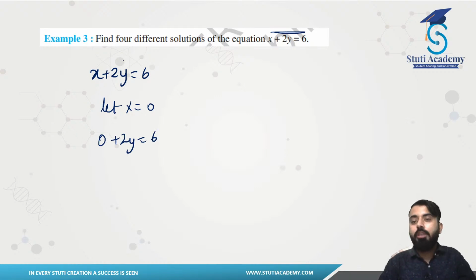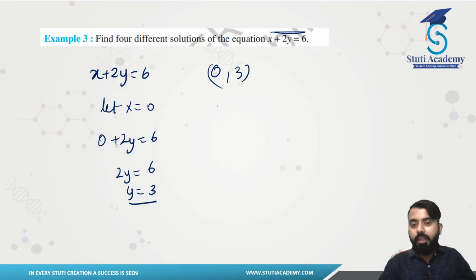After putting those values, both the LHS and RHS of this equation must be satisfied. So you see, 0 plus 2y is 6, so 2y will be 6 and y will be 3. So if x is 0, y is 3.